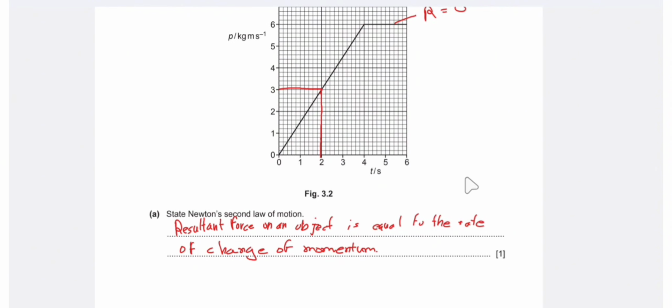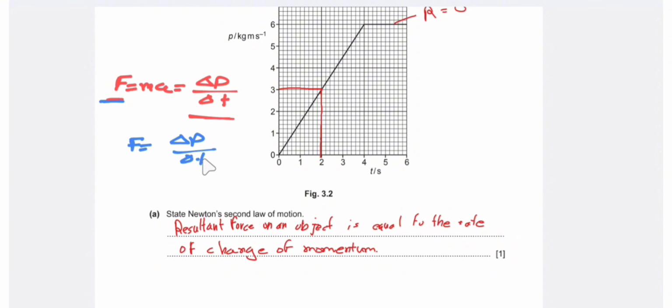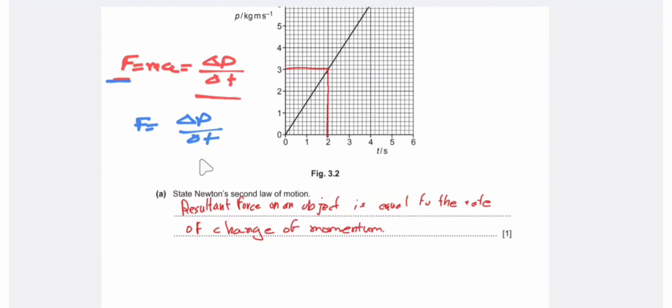State Newton's second law of motion. So for Newton's second law, force is equal to mass times acceleration. Also, force is equal to change in momentum by change in time. And in S level, when we need to write the definition, we write that the resultant force on an object is equal to the rate of change of momentum. So the resultant force F is equal to change in momentum by change in time, or rate of change of momentum.